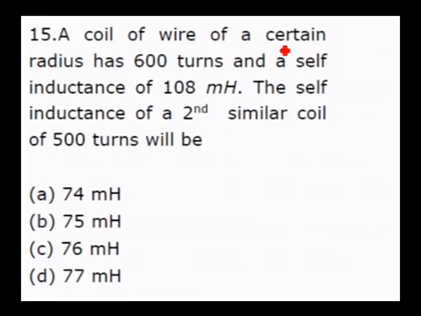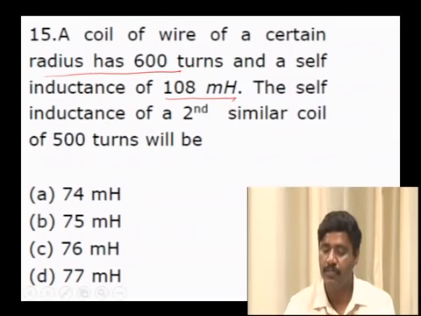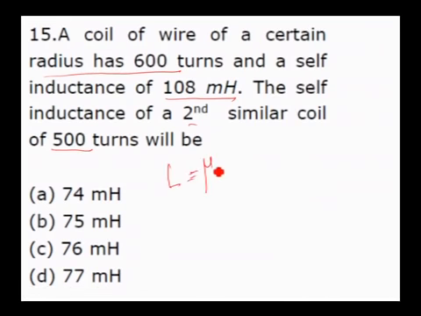Now there is a coil of certain radius that has 600 turns, but its self-inductance is 108 millihenry. There is another coil with 500 turns. What is the self-inductance? Previously, the self-inductance expression is mentioned as L is equal to mu naught N square A divided by l. See, mu naught is the permeability of free space, which is given by 4 pi into 10 power minus 7. A is the area of the coil. N is the total number of turns, l is the length of the coil.